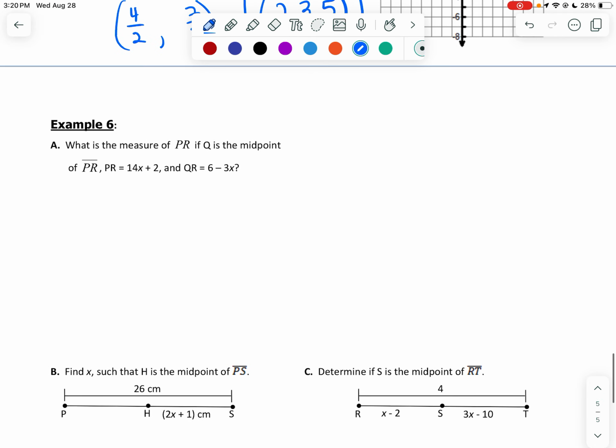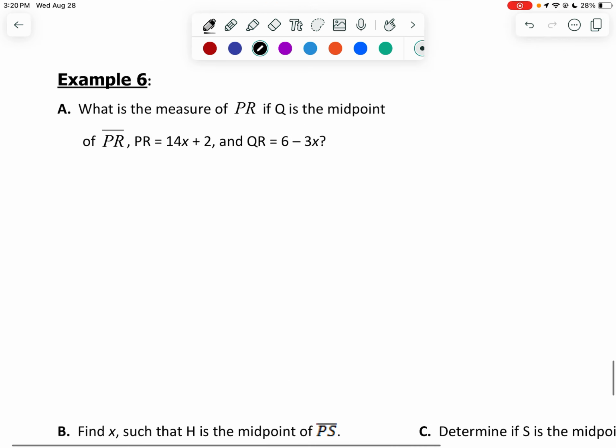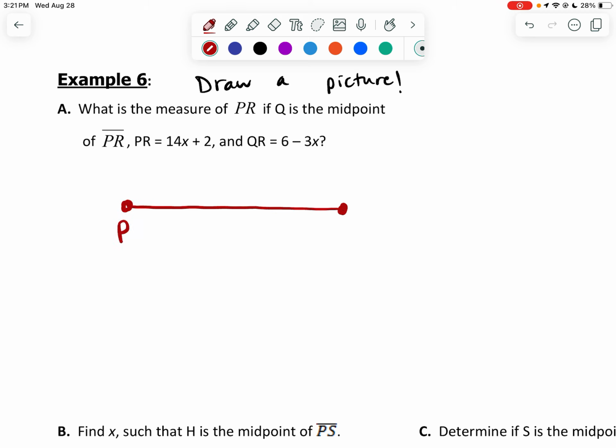Last piece that we'll finish up with here is kind of similar to what we worked on the other day with your segment addition. So here's the next question. No picture, so we need to draw a picture. What is the measure of PR if Q is the midpoint of PR and we're given some information? Okay, so let's draw that picture. So we have P and R. And it says Q is the midpoint.